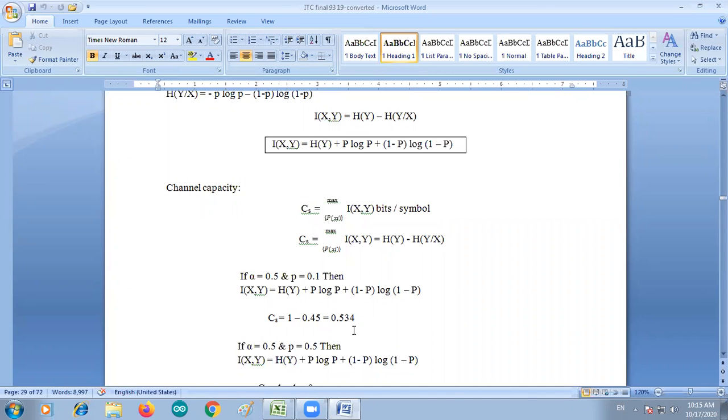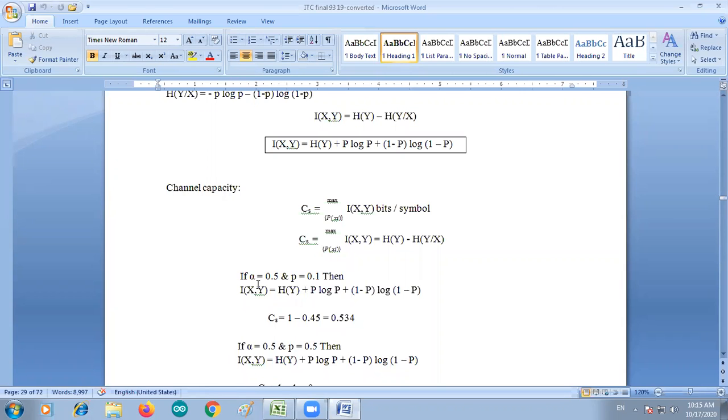So the channel capacity of the binary symmetric channel depends on the mutual information. The mutual information of the binary symmetric channel is H of alpha plus P log P plus 1 minus P log 1 minus P. For the binary symmetric channel, there are two inputs, alpha and 1 minus alpha. Suppose one of the inputs is 0 and another input is 1. Likewise, the binary symmetric channel has binary data as input. Now suppose alpha is equal to 0.5, meaning 1 minus alpha is also 0.5.